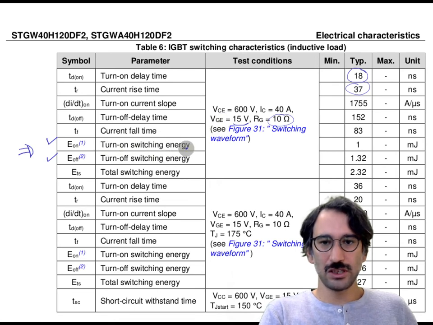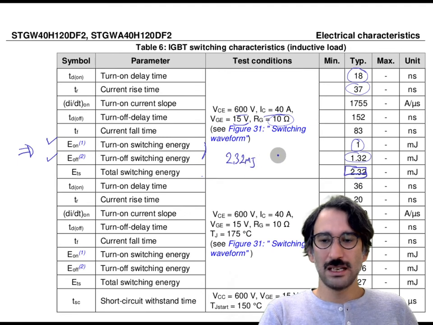There's the turn on switching energy and turn off switching energy: how much energy is lost, again under that current and that voltage. So for turn on it is losing 1 millijoule, and for turn off it is 1.32, and total switching energy is 2.32 millijoules. And let's say if you are working at, I don't know, 10 kilohertz, you are doing that thing 10,000 times a second, so power is equal to 23.2 watts.